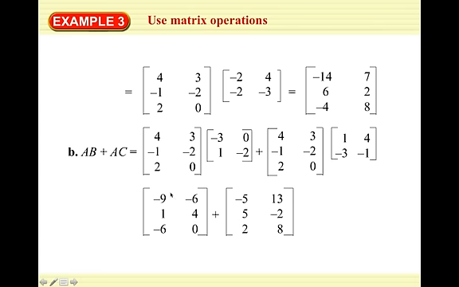Now we're going to add, so we're just going to do negative 9 plus negative 5 is negative 14, and so on. Negative 6 plus 13 is 7. 1 plus 5 is 6. 4 plus negative 2 is 2. Negative 6 plus 2 is negative 4. 0 plus 8 is 8.